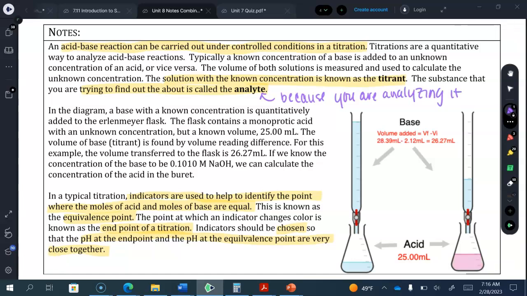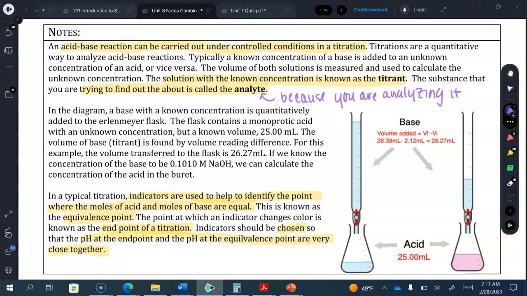In the diagram to the right, a base with a known concentration is quantitatively added to the Erlenmeyer flask. The flask contains a monoprotic acid with an unknown concentration but a known volume of 25 milliliters. The volume of the base titrant is found by reading the difference, because remember you have to take the difference when we read a burette. For example, the volume transferred to the flask is 26.27 milliliters. If we know the concentration of the base to be 0.1010 molar sodium hydroxide, we can then calculate the concentration of the acid.